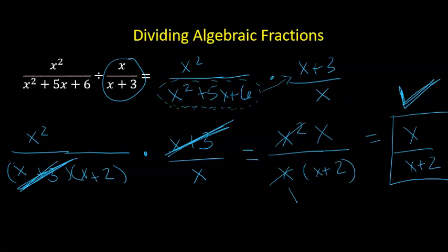Let's see. With division, all you do is find the inverse of it, which is flipping the second fraction and then turning it into multiplication. Sometimes you got to factor, sometimes you can just go all the way across and multiply.